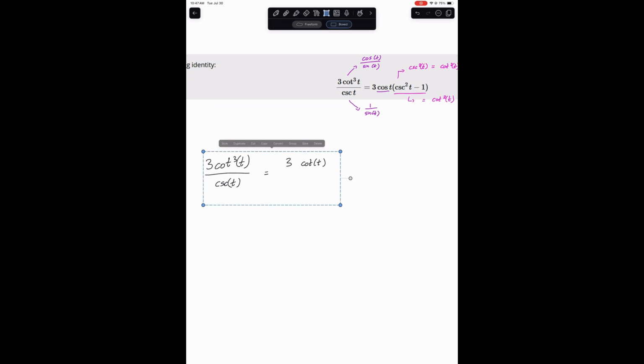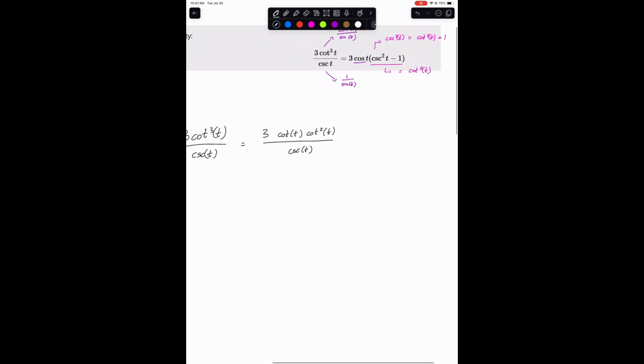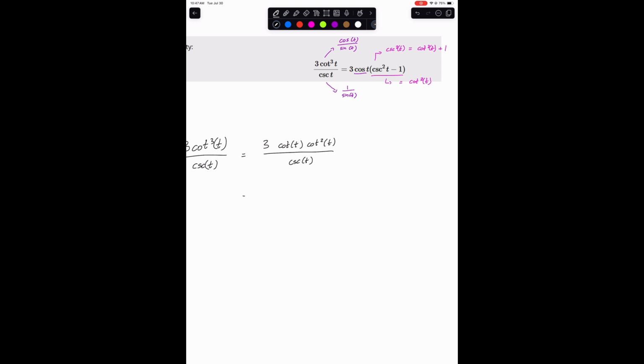And let me move this down. Times cotangent squared of t over cosecant of t. Now, I am going to use the 2 steps I planned earlier and apply them right away. So 3 times cosine of t over sine of t times cosecant squared of t minus 1 over 1 over sine of t.